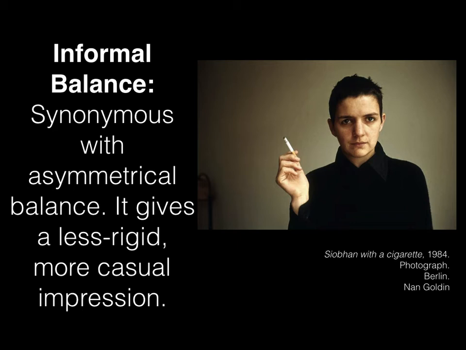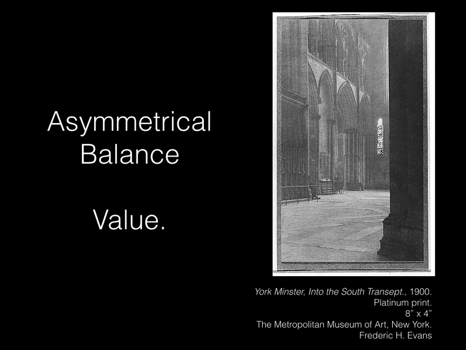It's not mathematical. It feels pretty balanced, but it's also kind of not perfectly balanced. So very informal. Okay, another way to make asymmetrical balance is through value. So in this piece, it's a print by Frederick Evans, and in it we see there's this dark black column to the right, and then on the left there's this black and white, really kind of gray area where we see all this architecture.